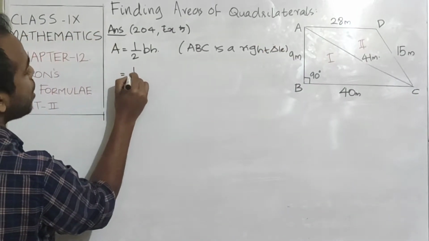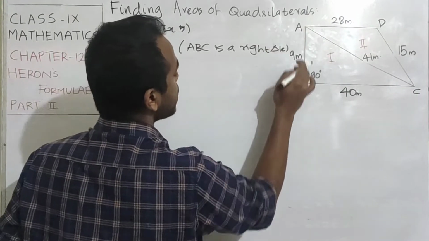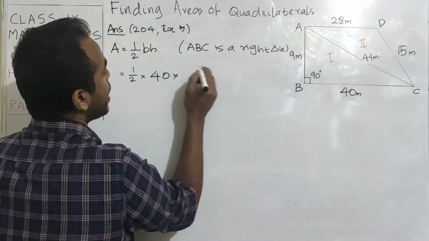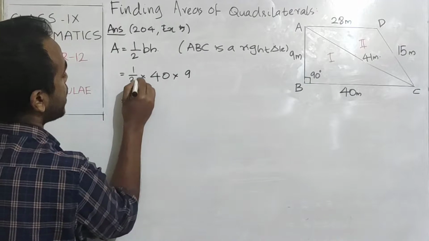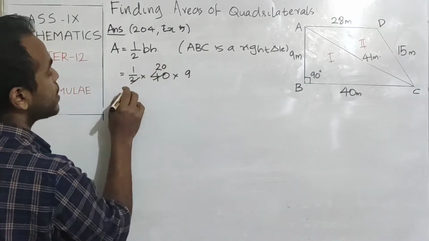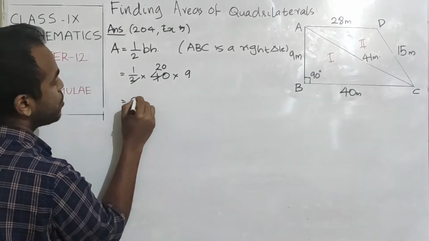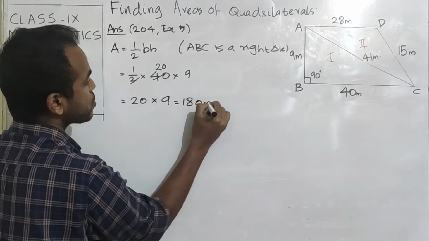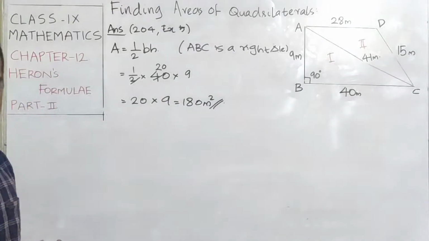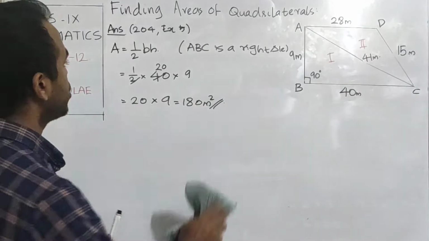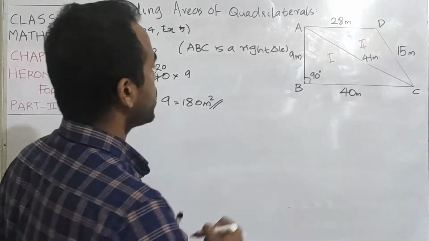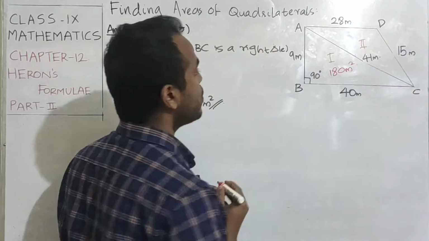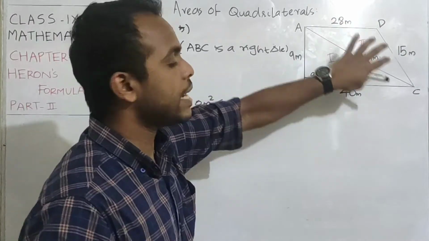So I am going to write half into, what is the base of this first triangle? Base is 40 into, what is its height? Height is 9. So we can cut and write this as 20 into 9. What is 20 into 9? 20 into 9 is 180 meter square. So we got the area of the first triangle. I am going to write this here, that is 180 meter square. Now we need to find the area of the second triangle.